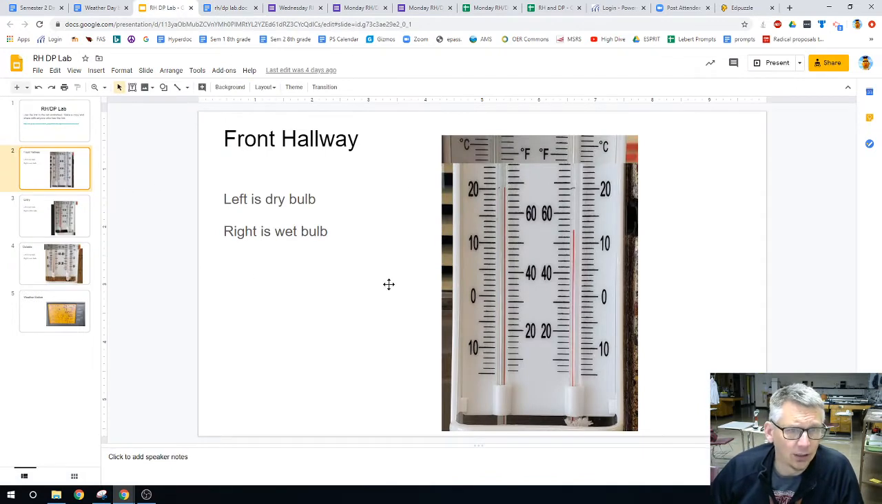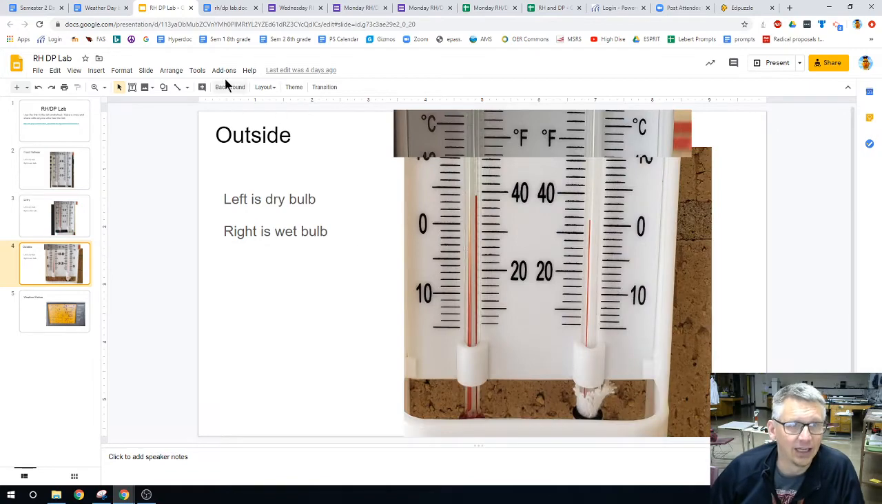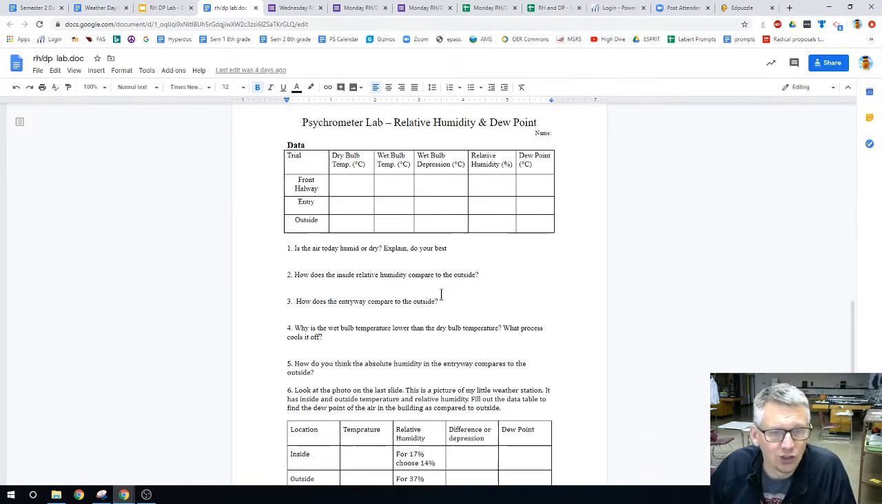So on our slides, this is the front hallway, and the left-hand side is the dry bulb, and the right-hand side is the wet bulb, and you can kind of see the wicking agent there. And I tried cutting and pasting up top here so that you could see that we're dealing in Celsius. So this is the side for Celsius that you want for the dry bulb. This is what you want for Celsius for the wet bulb. And that's the front hallway. And here's the entry, same concept. Left side is dry, right side is wet, and then outside. And then there's some questions about it.